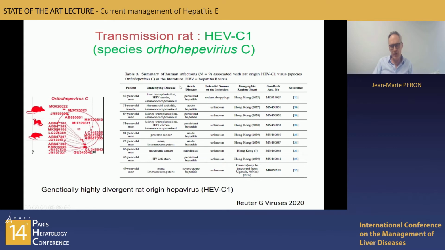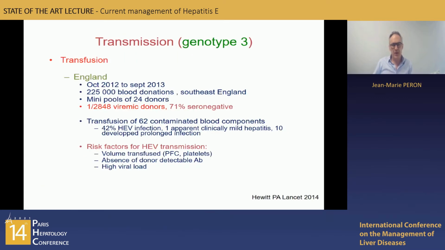The transmission is from rat to human, and it's mainly been described in Hong Kong. So there is a risk of transmission of HEV from rats to humans, especially if they are immunocompromised. There's a risk of transmission via transfusion. It's been described with genotype 3, but actually, obviously, it can be seen with all genotypes.